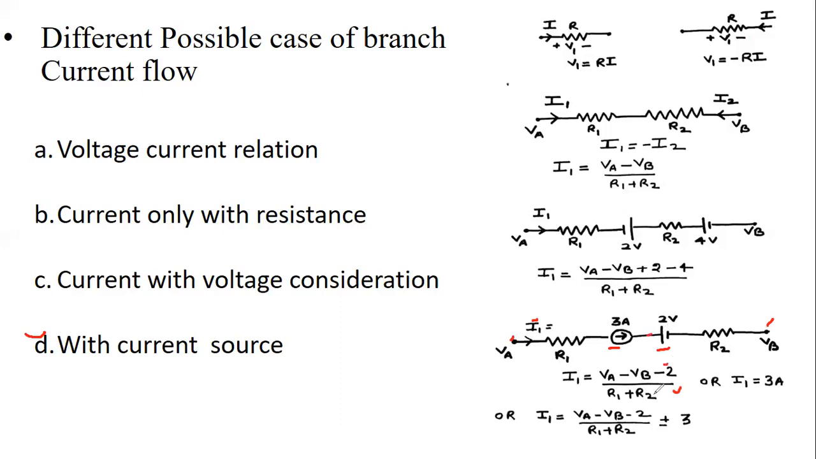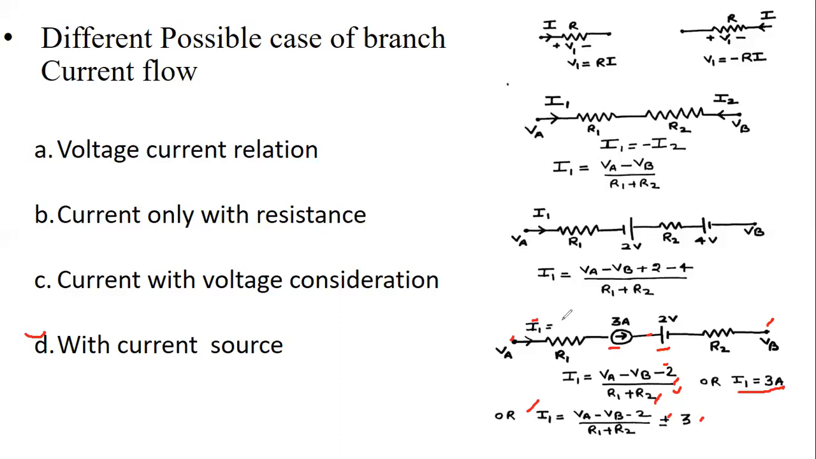So this is minus 2 divided by R1 plus R2. First, the I1 current is equal to 3 amperes, because a 3 ampere source is given. The I1 current is the combination of this: I1 equals VA minus VB minus 2 upon R1 plus R2 plus minus 3. This is the possible case. So what is the current?